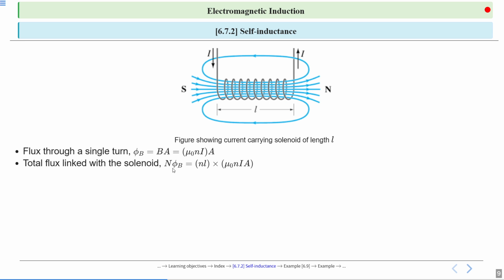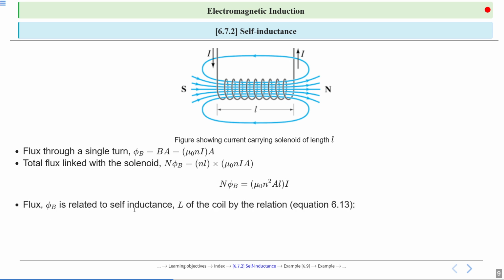The total flux linked with the solenoid, N phi B, is equal to n L into mu naught n I A. Phi B is the flux linked to a single turn, and the total flux linked with the solenoid is N into phi B, where N is small n into L. After simplifying, N phi B will be equal to mu naught n square A L into I.